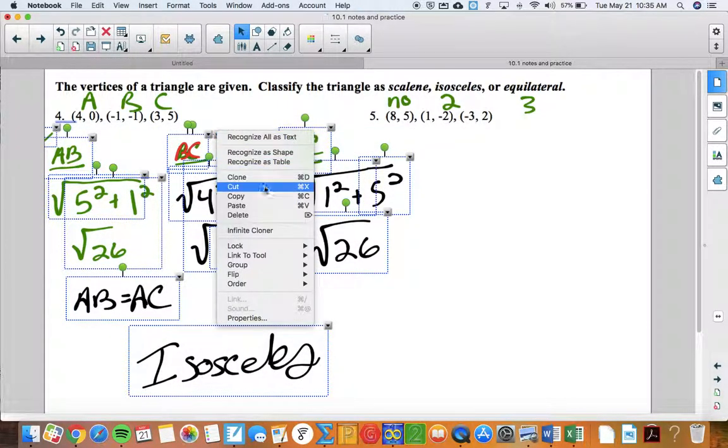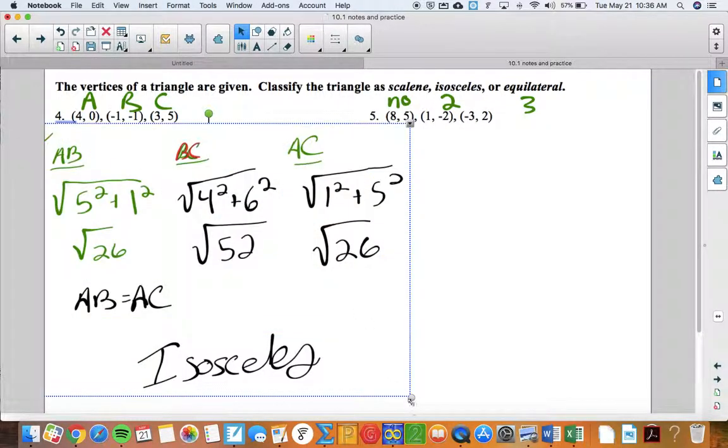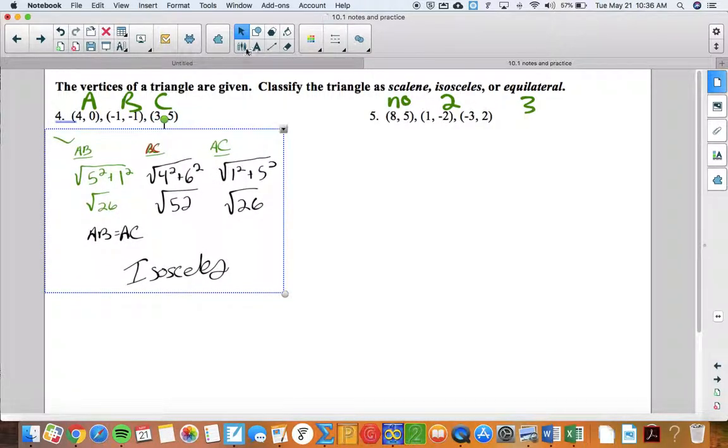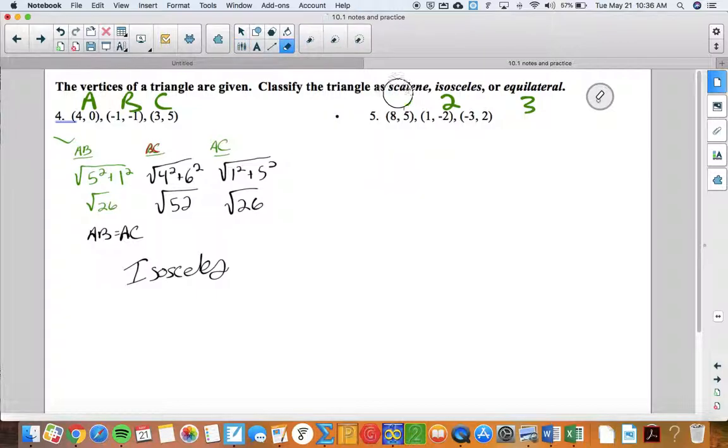Number 5. All right. Let's make a little more room. Number 5, let's do the same thing. So I'd like to label the lengths A, B, and C. And now let's start calculating. So A to B, let's see.